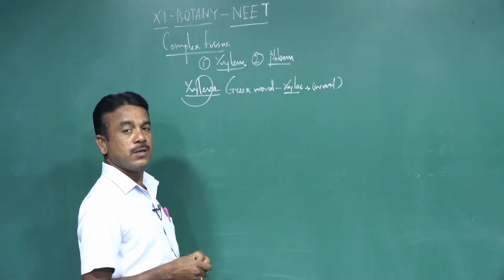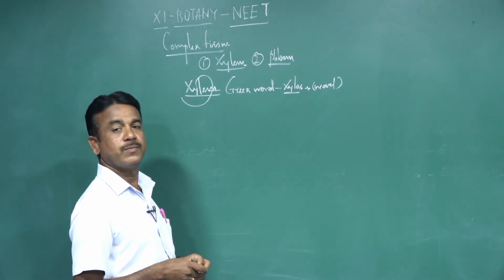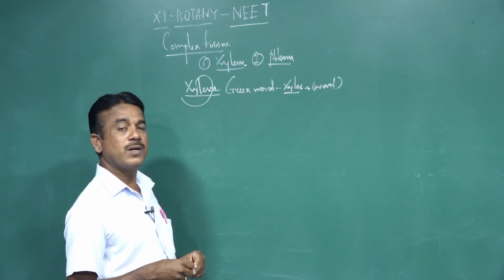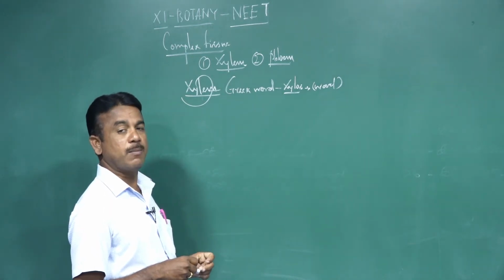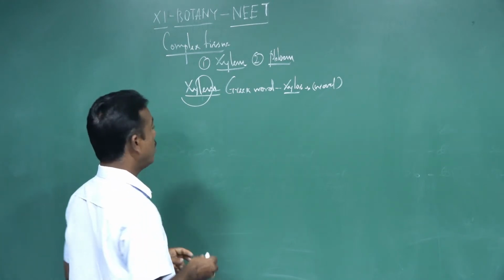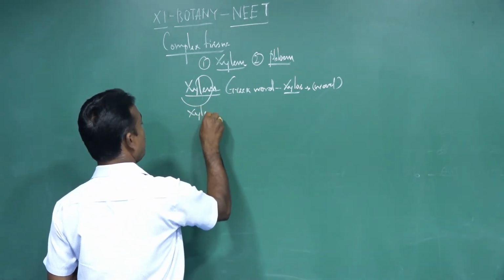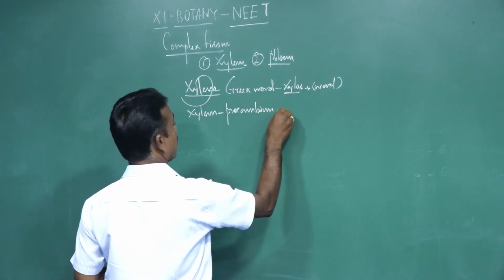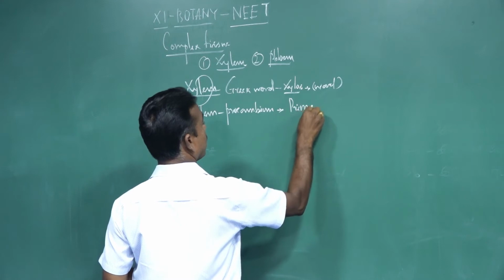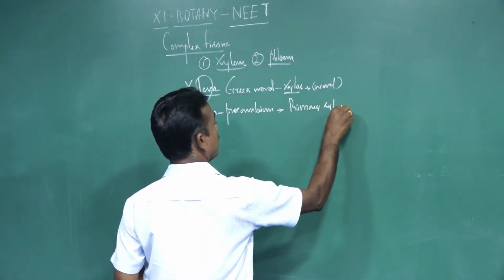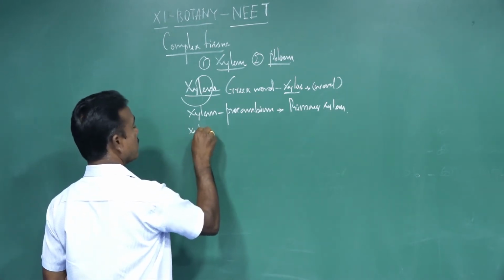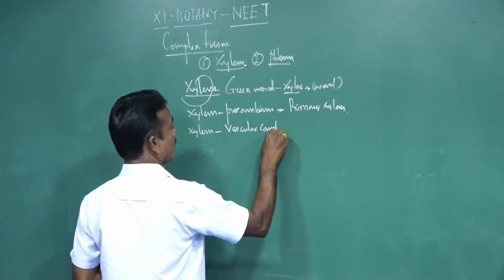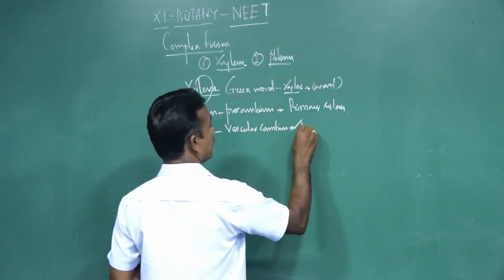What are the main functions of xylem? Xylem transports water and mineral salts to various parts of the plant body. Based on nature, if xylem is derived from procambium, it is called primary xylem. If the xylem is derived from vascular cambium, it is called secondary xylem.